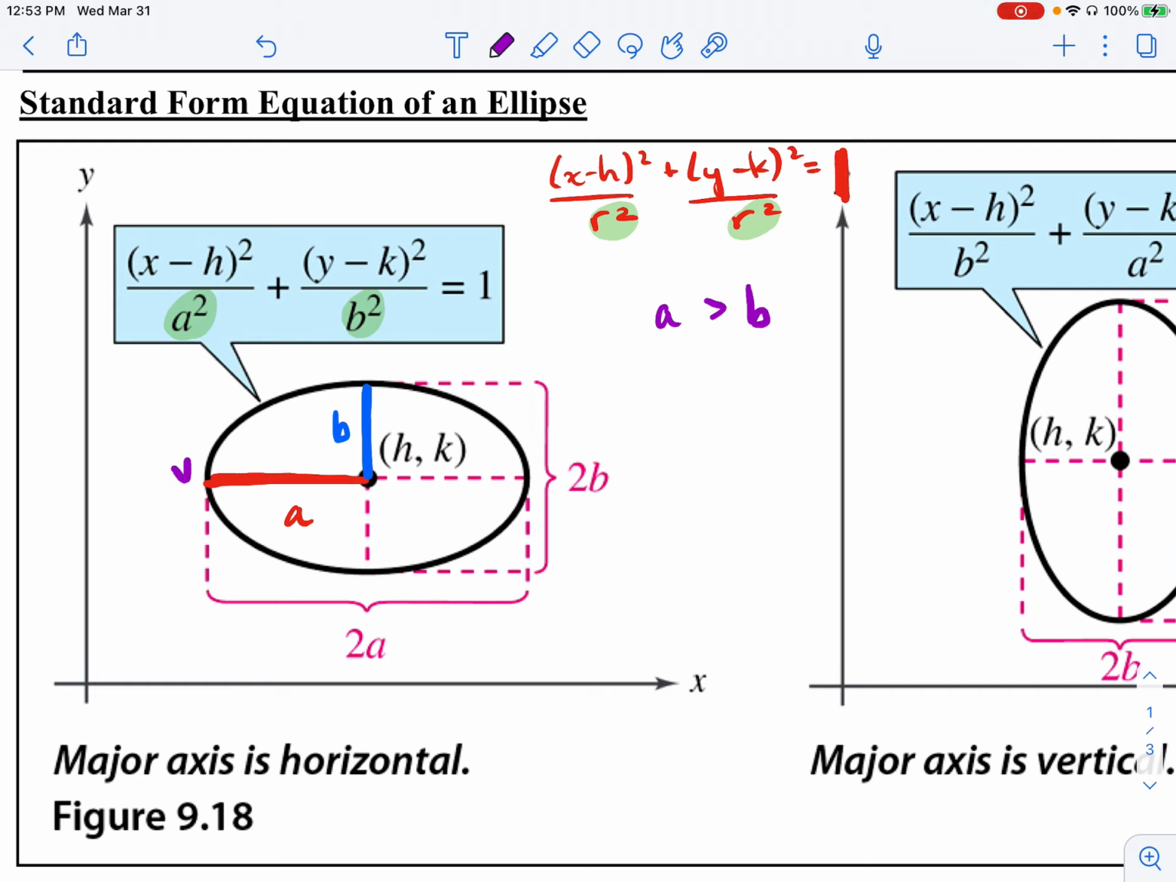So what's going to be really nice for us is that when we're looking at the standard form equation of an ellipse, you just look at the larger denominator. Whichever one is your larger number, that is going to represent your A squared. If that's the case, then that tells you whether your major axis is horizontal or vertical. How so? When your A value is underneath your X, think of X as horizontal, then your major axis is horizontal.